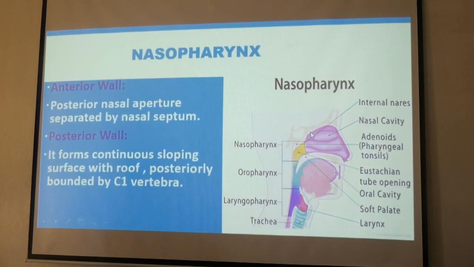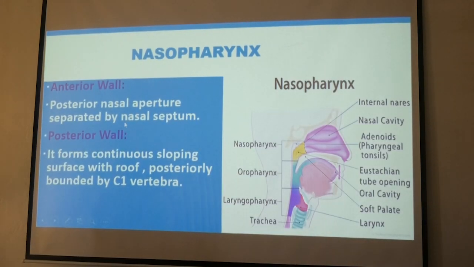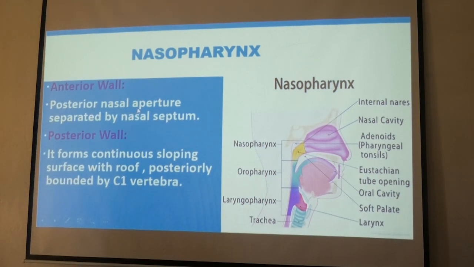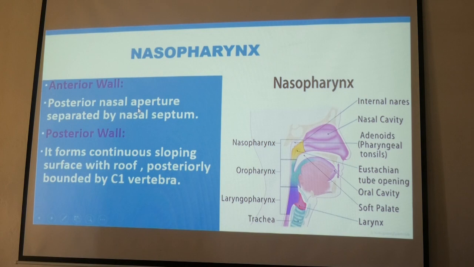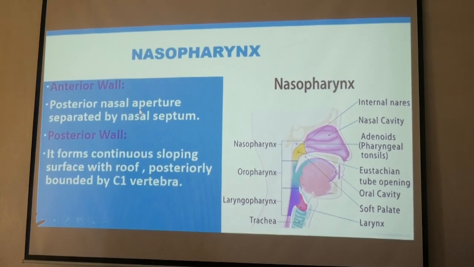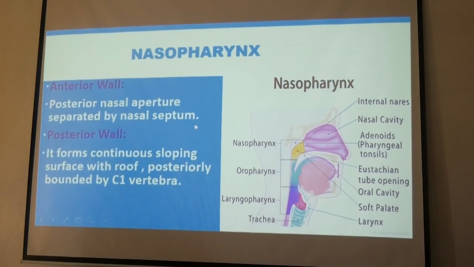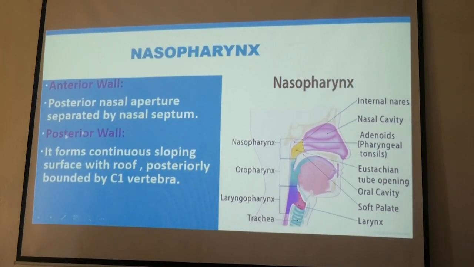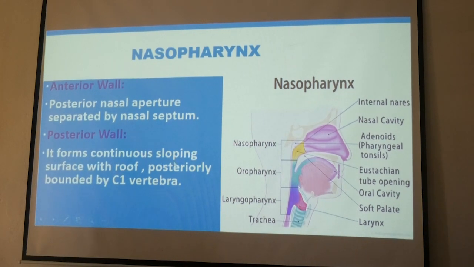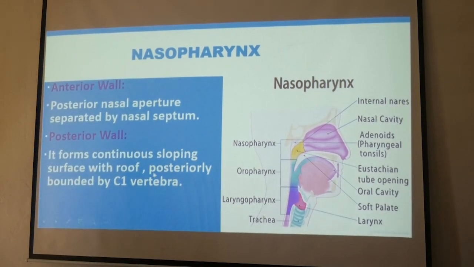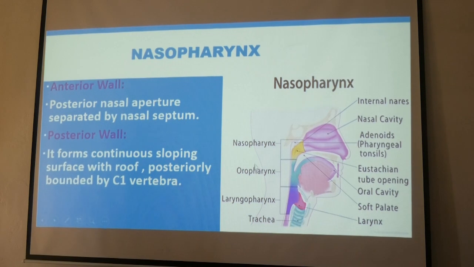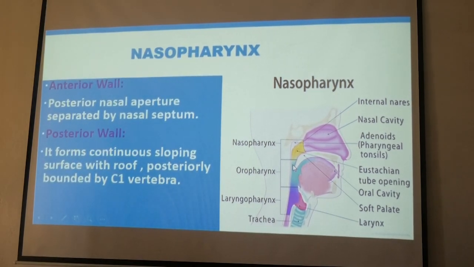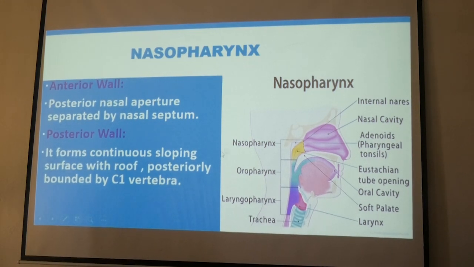Okay, anterior wall কি হবে? By the posterior nasal aperture. যেটা আমরা সামনে দিকে দেখতে পাচ্ছি সেটা anterior nasal aperture, ওটা পিছনে গিয়ে আবার দুটো, there will be two entry, so that would be posterior nasal aperture, which would be separated by the nasal septum. Okay, and posterior wall is continuous sloping surface with a root posteriorly bounded by the C1 vertebra. তাহলে কোন vertebral লেভেলে থাকে? The C1 vertebra.